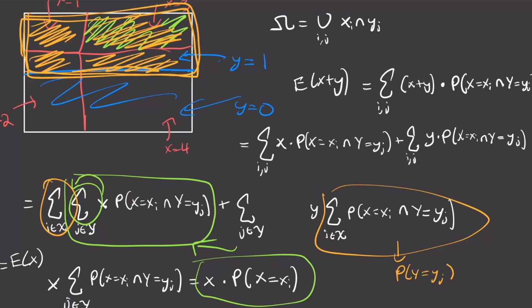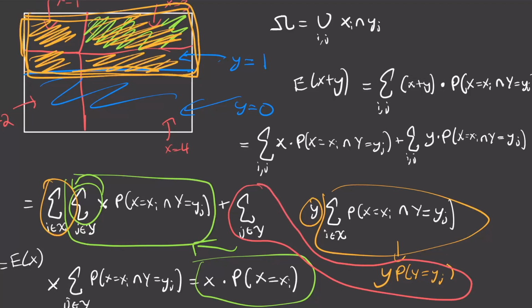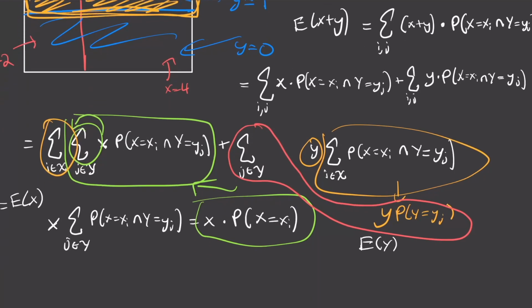Again, one more time, just the law of total probability, and then we're going to multiply it by this y value. And then when we take the sum of this, we iterate over all the y values of y times the probability that Y is equal to that value. Well, that's just the expected value of Y. So that's how you get the fact that the expected value of X plus Y is just equal to the expected value of X plus the expected value of Y.